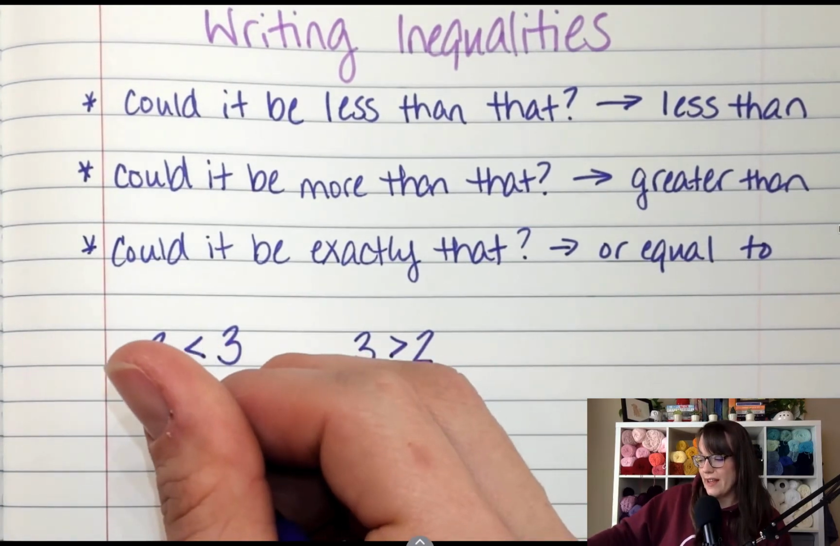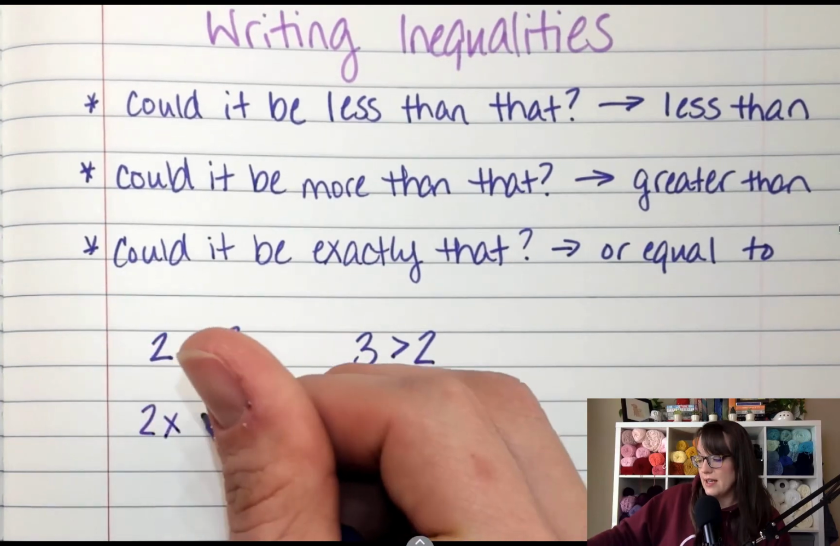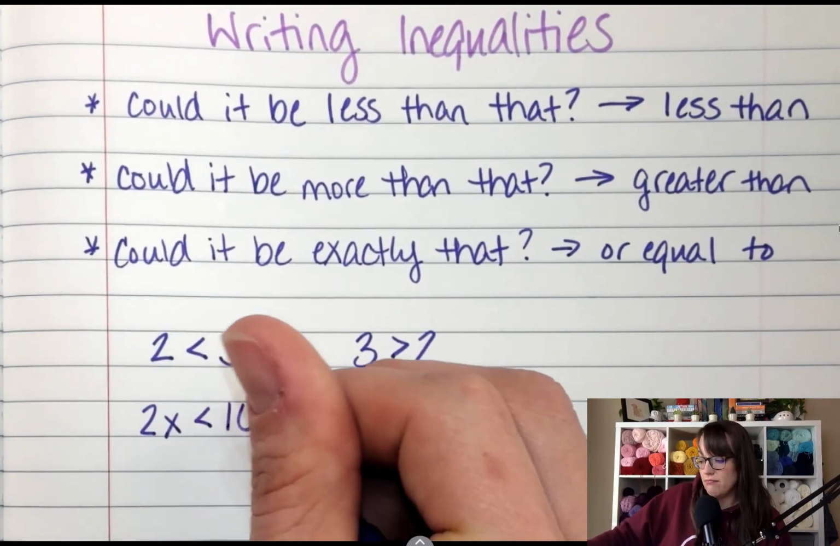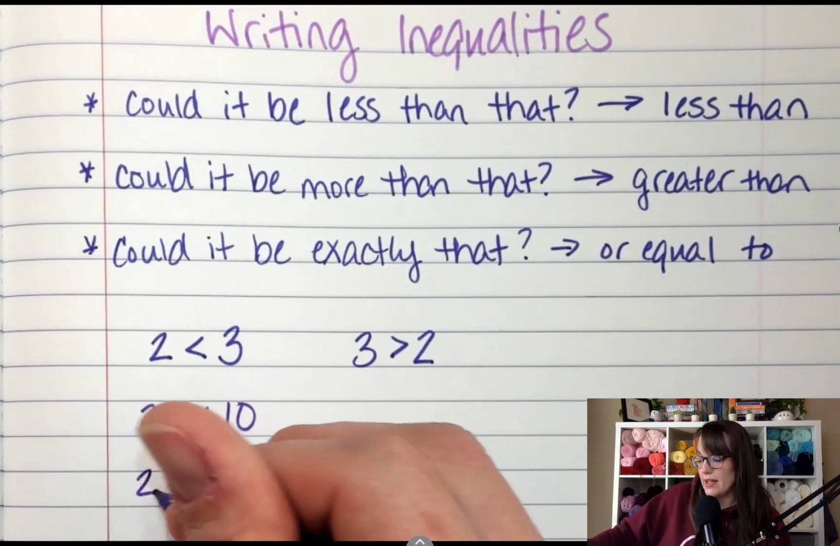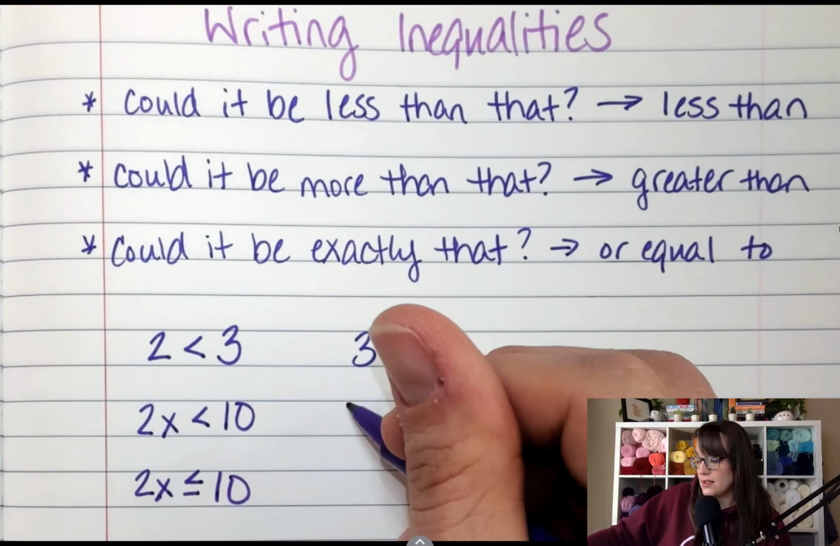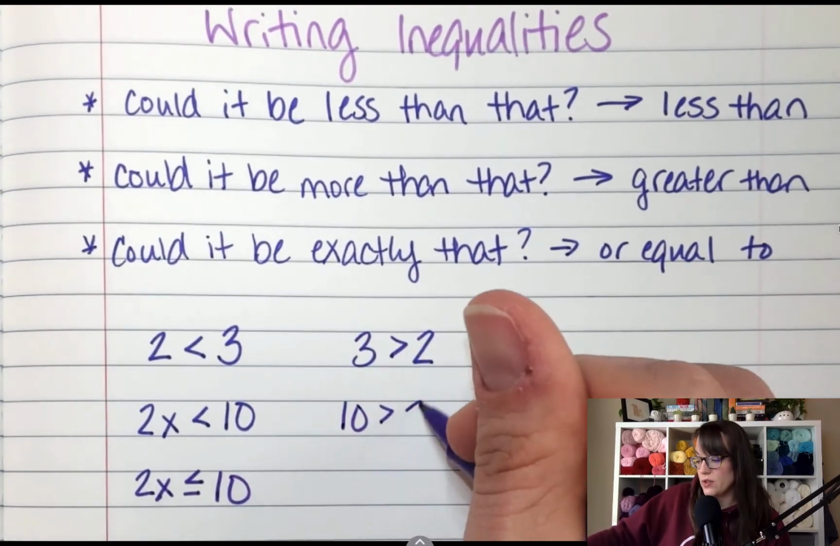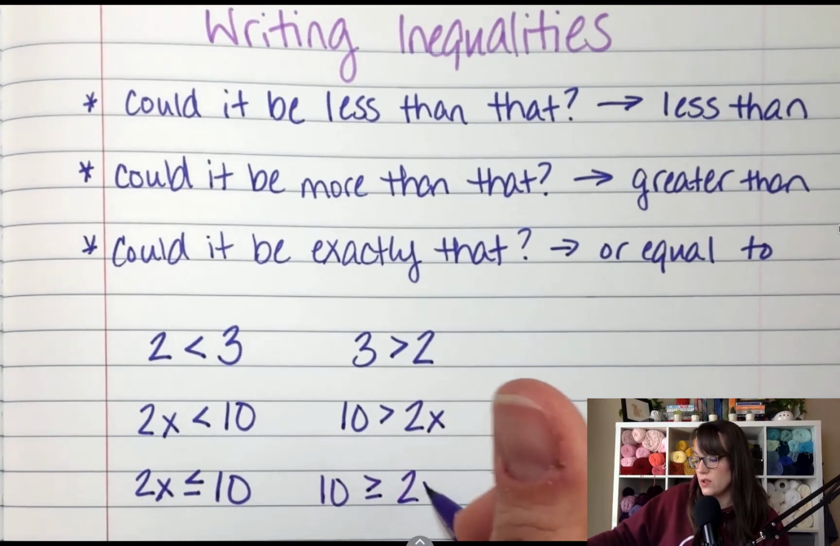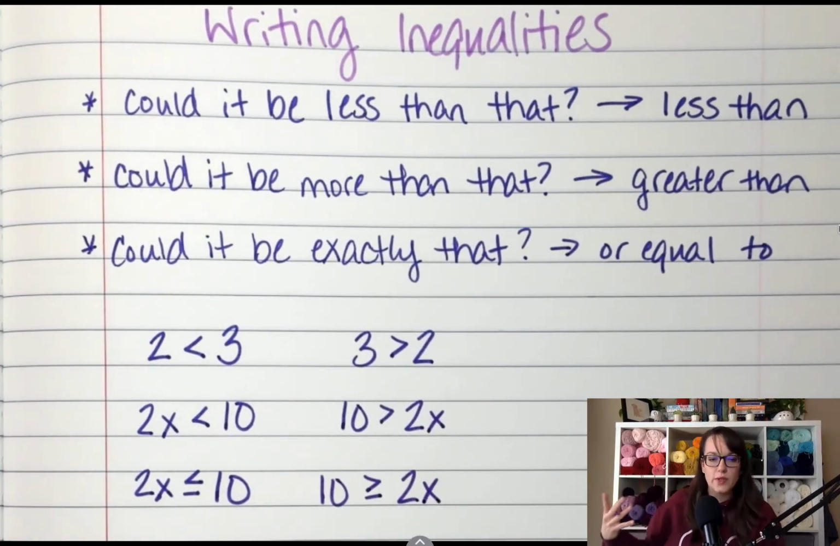And then if we had like 2x is less than 10, or 2x is less than or equal to 10, 10 is greater than 2x, or 10 is greater than or equal to 2x. So that's how we use those symbols. All right, the best way to practice with this is to practice. So let's look at an example.